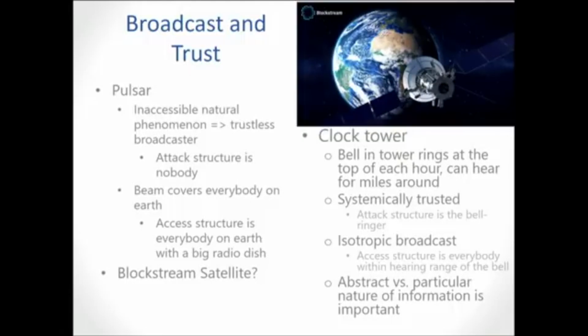A clock tower, on the other hand, has a bell ringer. The bell ringer could ring the bell at 2:05 or 2:10 instead of on the hour at 2 o'clock like he's supposed to. So you're systemically trusting it. Everybody in earshot is trusting the bell ringer. But on the other hand, you're not particularly trusting it, because it's broadcasting an abstract time, and it's being what's called isotropically broadcast, being broadcast the same in all directions. So the bell ringer can't ring the bell for one side of town with one time and the other side of town with another time. It's one tower and an isotropic broadcast.